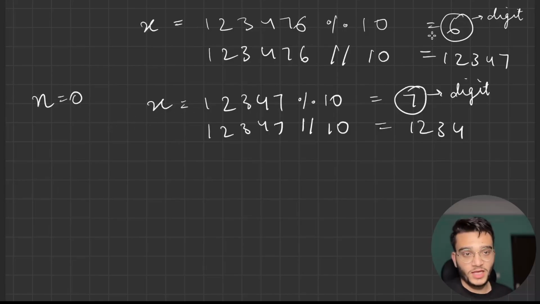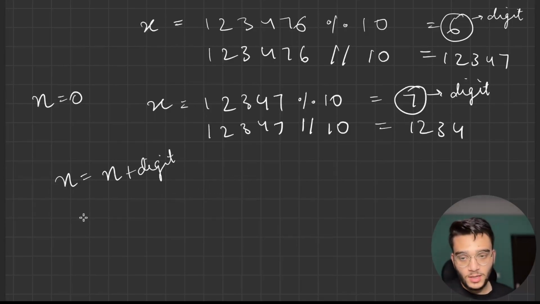So let's say as you get this digit, you add it inside n. So let's say n equal to n plus digit. What would happen if you do this? So first your n was 0. Now in 0, if you add 6, you would get 6. And when you get 7, if you add 7 inside 6, then you would get 13.